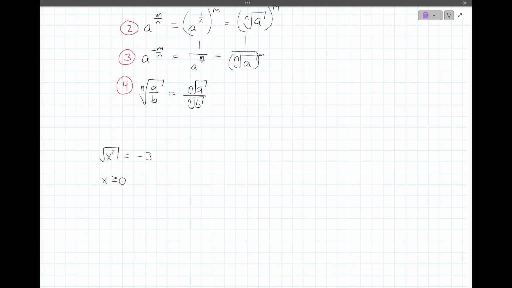Even if I square it, then I get x squared equal to 9, but then I lose the negative 3. So I have to have an absolute value sign around it. But now if I have x to the 4th and I took the root, then I get x squared. Do I need an absolute value? No. No absolute value here.